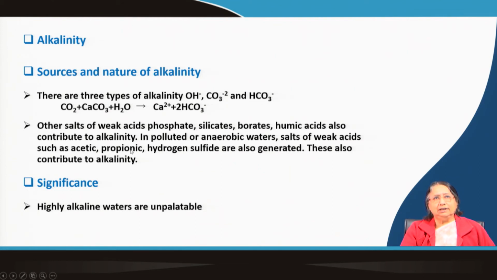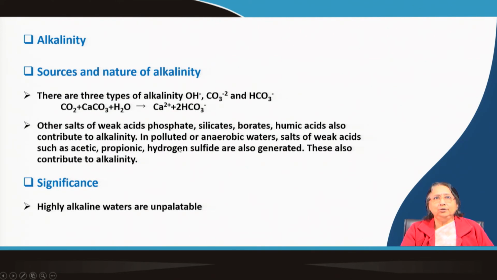Some salts like phosphate, silicate. Okay, phosphate, say for example, sodium phosphate. If we think about sodium phosphate, it is a salt, but it is a salt of strong base and weak acid. So, sodium phosphate, when it is dissolved, gives alkalinity. Why? Because it is coming from strong base and weak acid. So, it will generate alkalinity. Similarly, silicate, and borate, humic acid, salts of all those acids will give alkalinity.